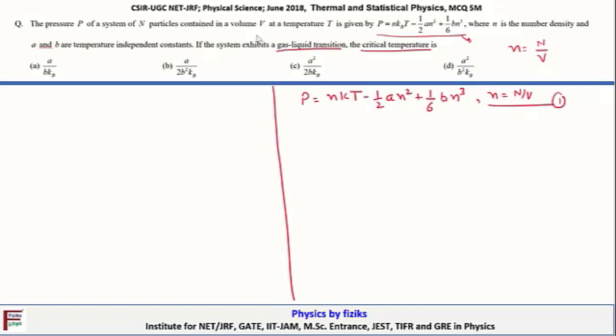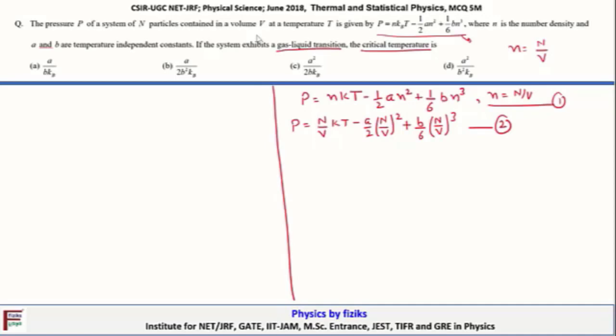Now this can be rewritten as P equals (N/V) kT minus A/2 (N/V) squared plus B/6 (N/V) cubed. So we will call this equation 2.